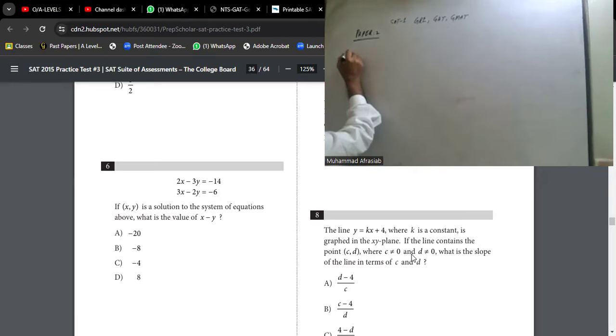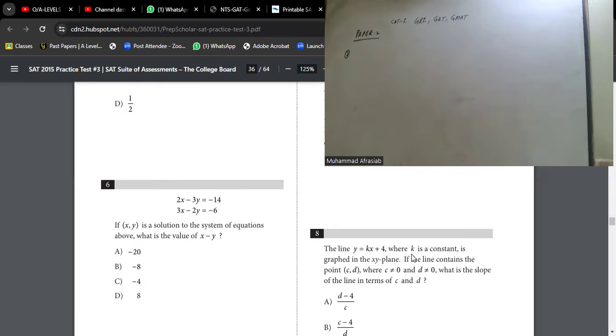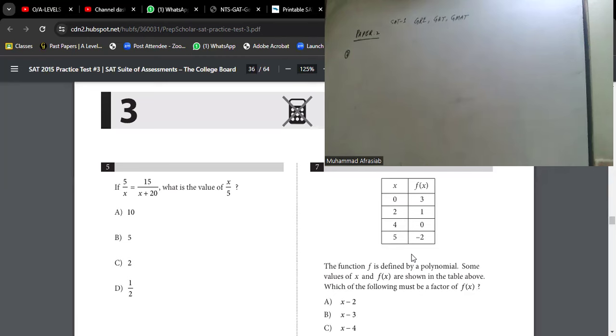Question number 7. This is the table shown there. X and f of x. When x is 0, f of x is 3. When x is 2, it is 1. For x 4, it is 0. For 5, it is minus 2. The function f is defined by a polynomial. Some values of x and f of x are shown in the table above. Which of the following must be a factor of f of x?